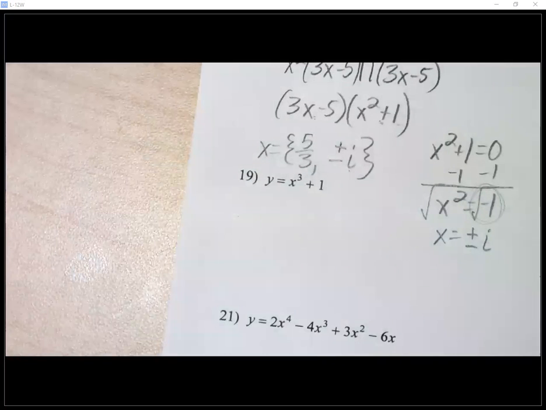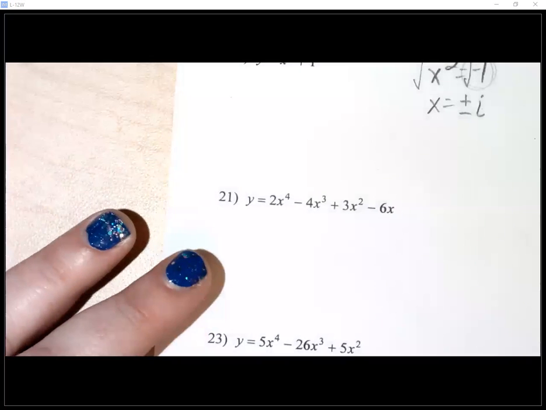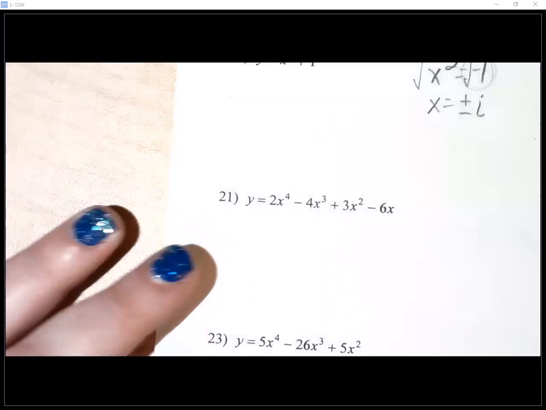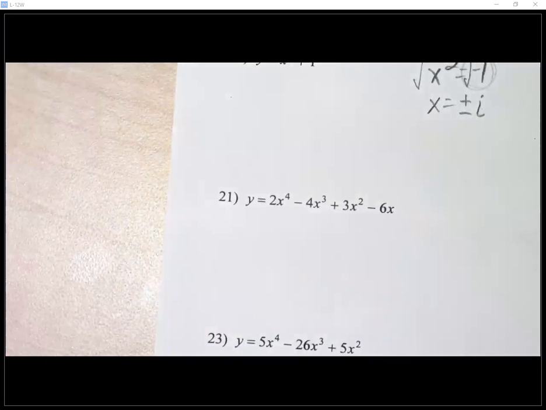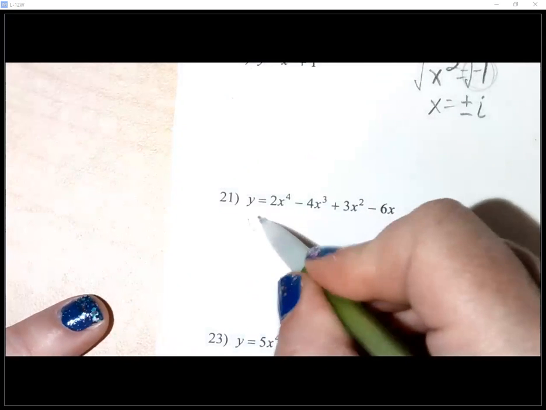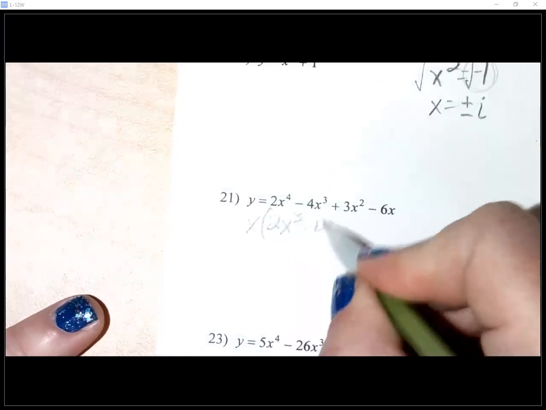Now, if we're looking at 21, notice what's the degree of this whole thing? Four. So how many answers should I have? Four. Step one, if there is a common factor, take it out. There is this time. Can't you take out an x out of the whole thing? You sure can, so you should, unless you want to complicate your life, but why? We got to learn how to work smarter, not harder, right?